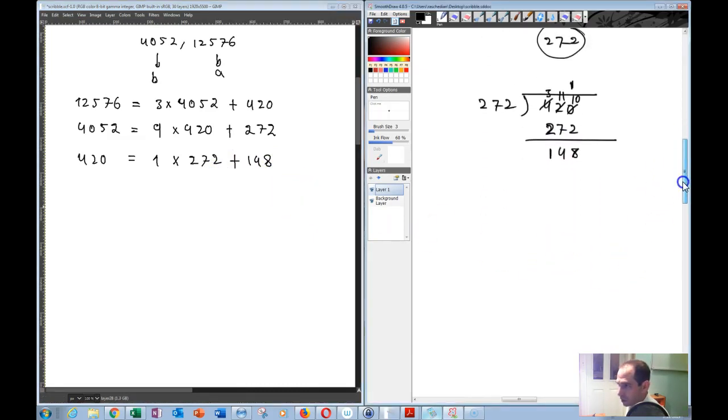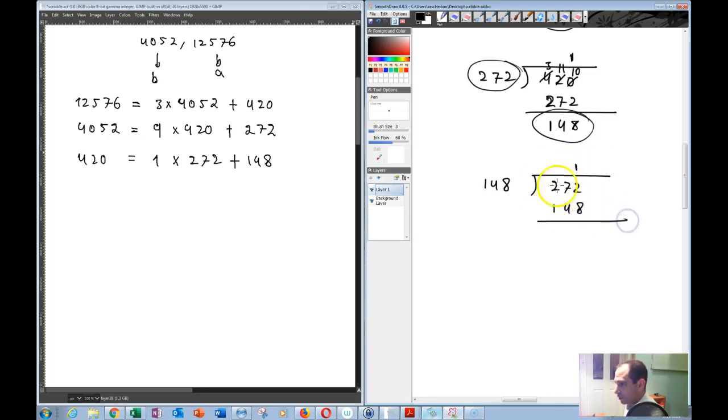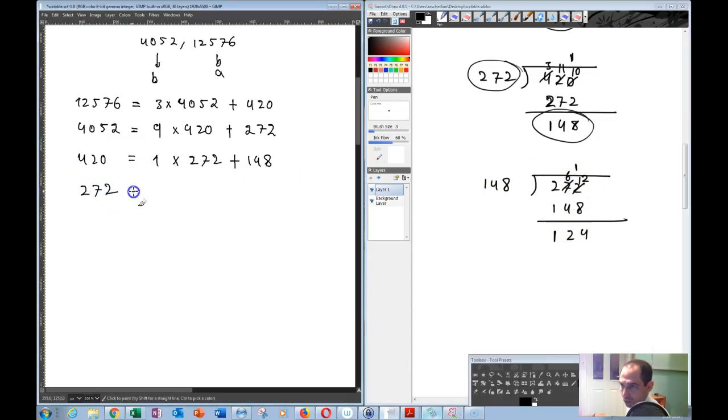Again, since your remainder is not 0, you need to take this number and divide it by this number, 272 divided by 148. So 1 times 148 is 148, and then you have a 6 here, a 12 here, and then you have a 4 here, a 2 here, and a 1. So 272, you can write it as 1 times 148 plus a remainder 124.